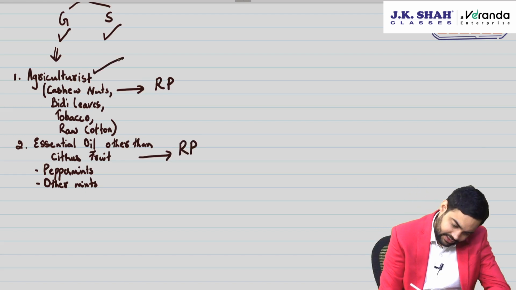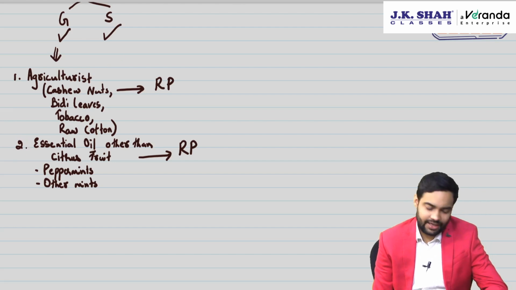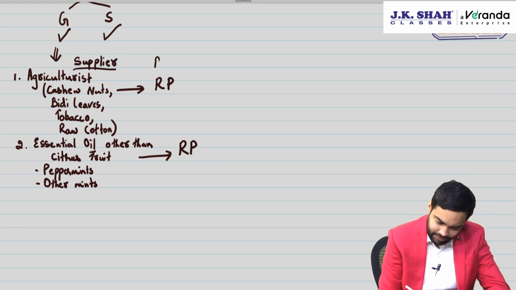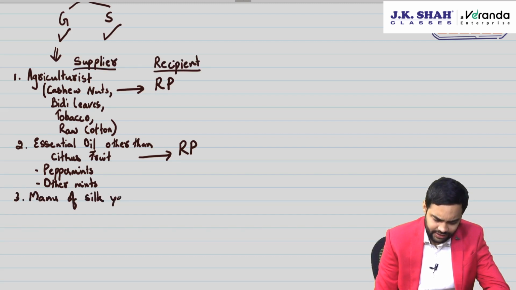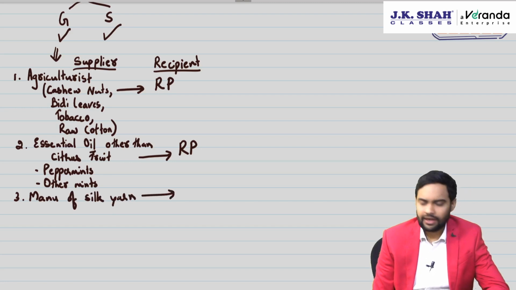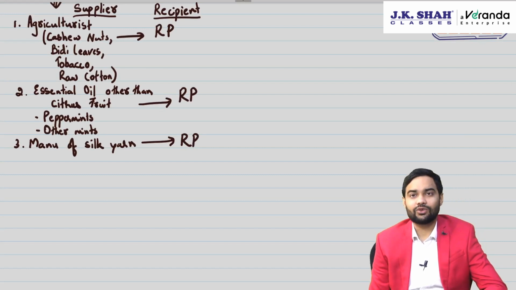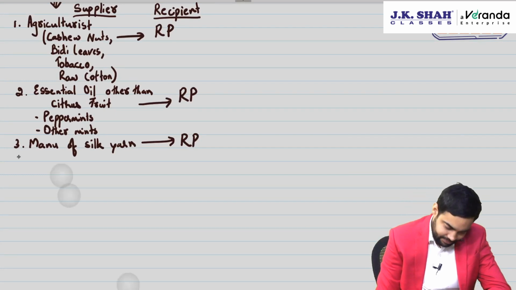Careful, here the word is agriculturist, here it's a plain language. The supplier can be anyone, it doesn't matter. Now this indicates supplier, this indicates recipient. Then the third one is manufacturer of silk yarn. This is also normally done by very small traders or manufacturers. Again, when they are supplying silk yarn to big mills who are registered persons, then those big mill owners, registered persons, need to pay the tax under RCM.